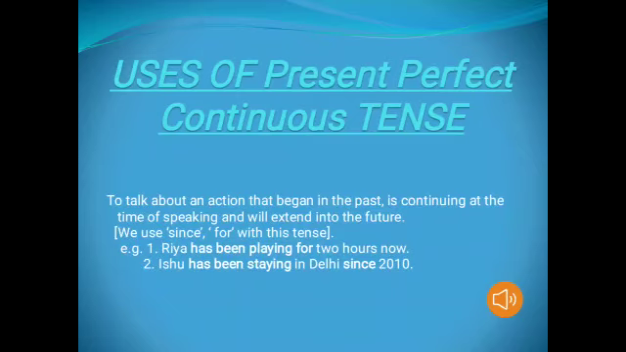For example, Ria has been playing for 2 hours now. Now the duration is given here that Ria has been playing for 2 hours. Means for 2 hours she has been playing, means she had started playing in the past and still she is playing and will be continuing playing. And second example is Ishu has been staying in Delhi since 2010. Means in 2010 he had started staying there. At present he is staying and in future maybe he will be staying there.